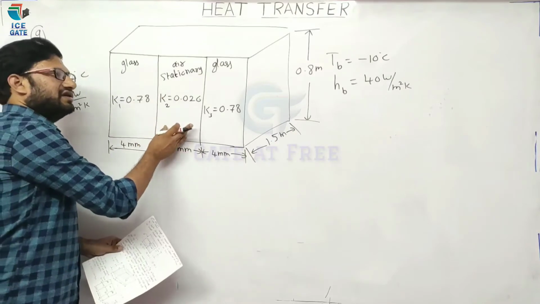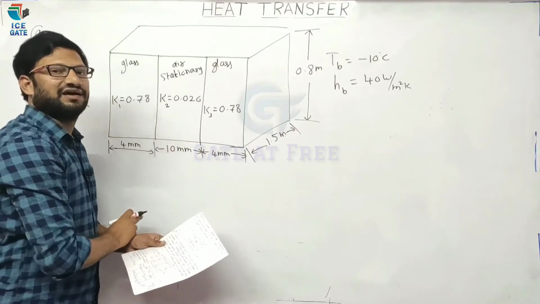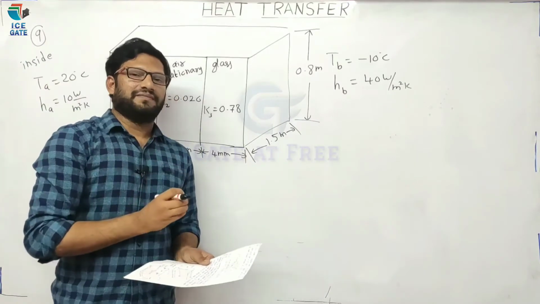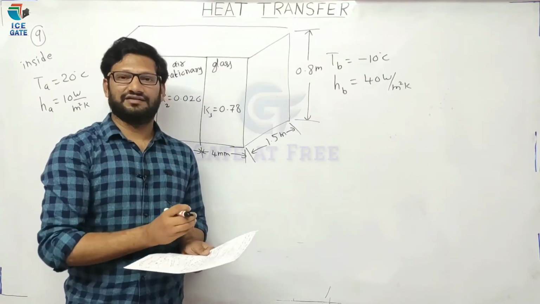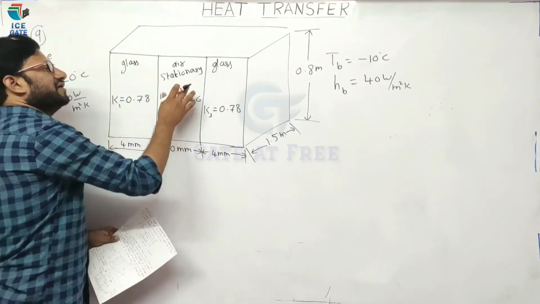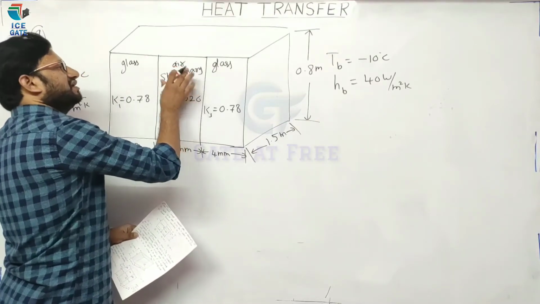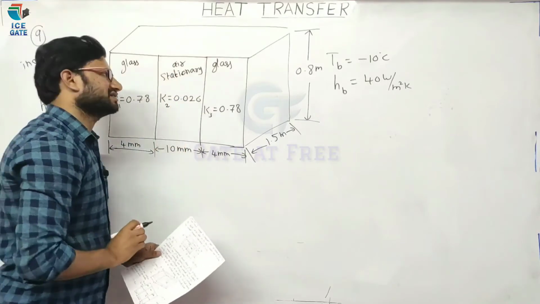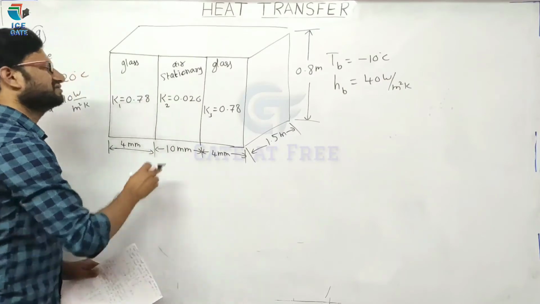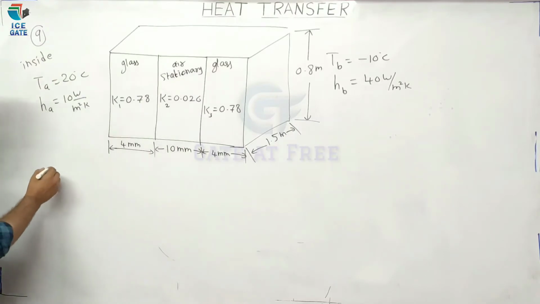When the air is stationary, then the mode of heat transfer is known as conduction. Okay, already I explained. Whatever the medium may be, if the medium is stationary, then the mode of heat transfer is conduction. Clearly he mentioned that there is stationary air in between two glass layers. When air is stationary, then the mode of heat transfer is conduction. That's why he gave the thermal conductivity of air. Hope you understood.